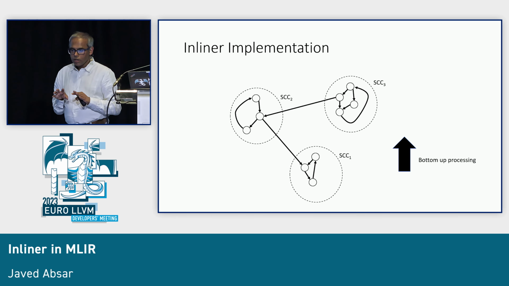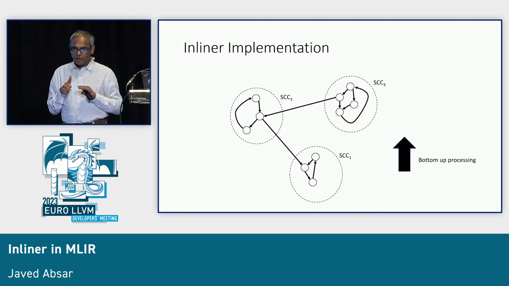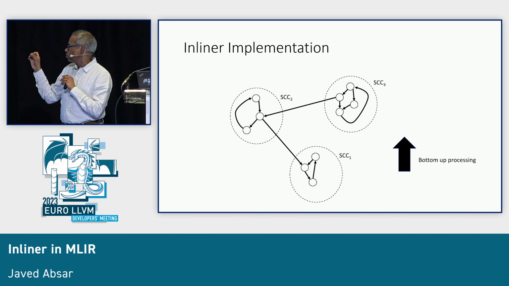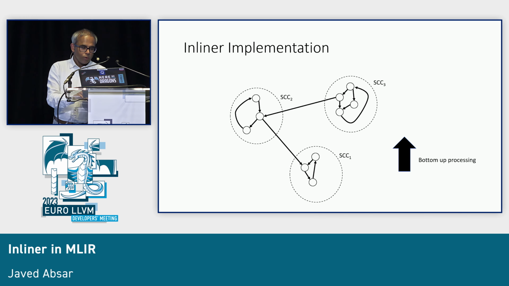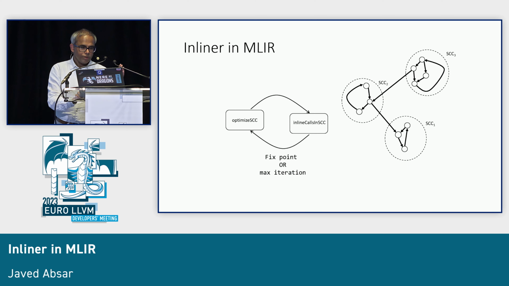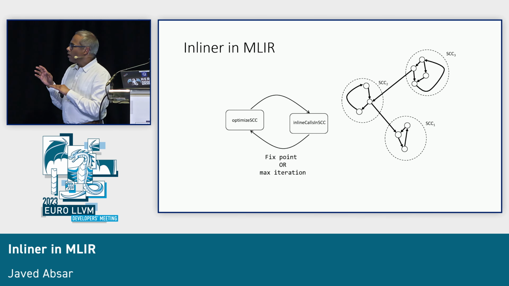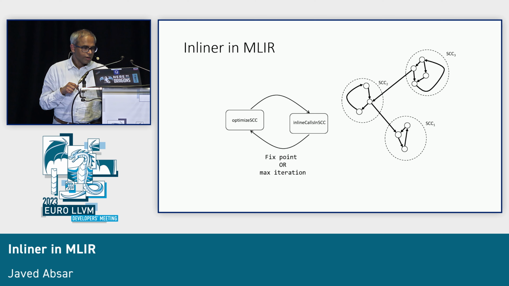So the way the generic LLVM inliner works is it builds a graph where each node is a function, and the edges are the calls. It goes bottom up and works on each strongly connected component. And every time it will inline things, and then it runs an optimizer. If things change, it will go back and inline again.